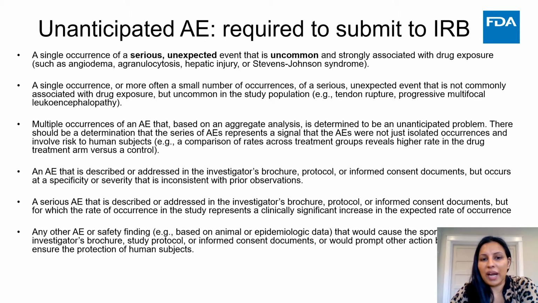You also want to do aggregate analyses to determine that this is an unanticipated problem. So a determination should be made that these AEs actually represent a signal and we're not just isolated occurrences. Also, even if something is addressed in the investigator's brochure or in the consent, if the AE seems to occur at a severity that's inconsistent with prior observations, or the rate at which it's occurring seems to be significantly higher, clinically significant, then this is something that should be reported to the IRB.